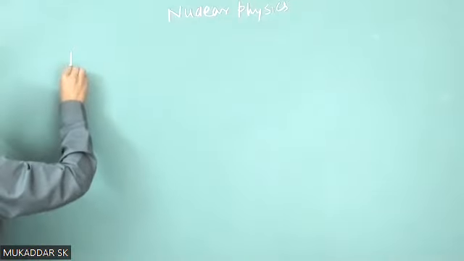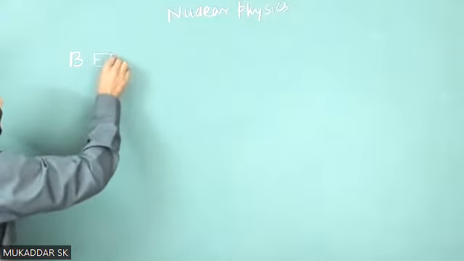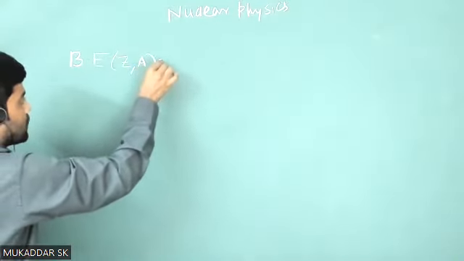According to that liquid drop model, the binding energy of a nucleus can have 5 terms. I can write that binding energy, and this binding energy is a function of atomic number and mass number that we have seen.